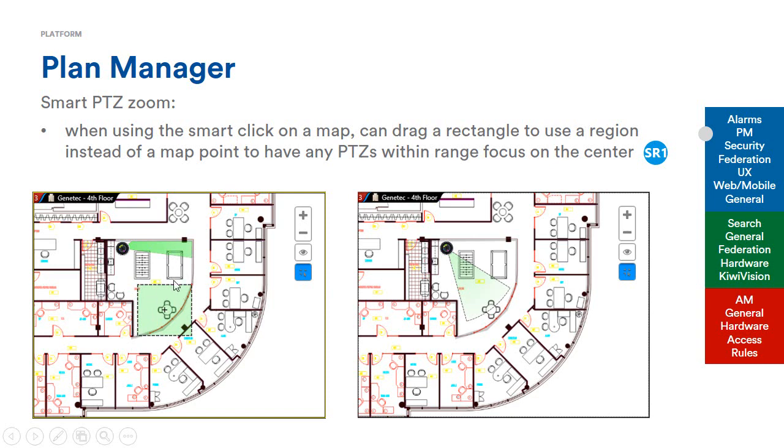So if there's a PTZ camera that's coming in along here, it's going to be taken into account, and it's going to try to focus on that point here. So the cone, the total field of view for this PTZ camera, if we remember, went all the way around here, and this is of course within that range. So it picks up this camera and is pointing it towards the center of the box that I drew out. So that's another cool way to use the Smart Click.